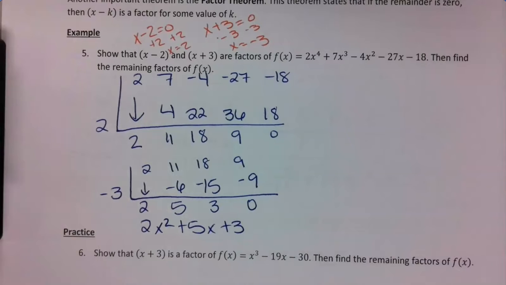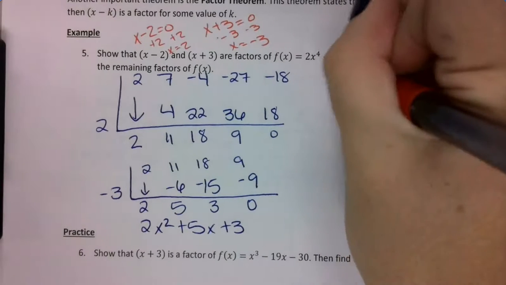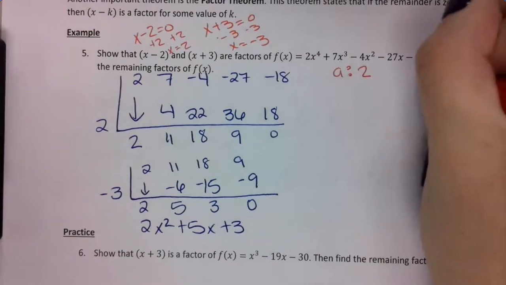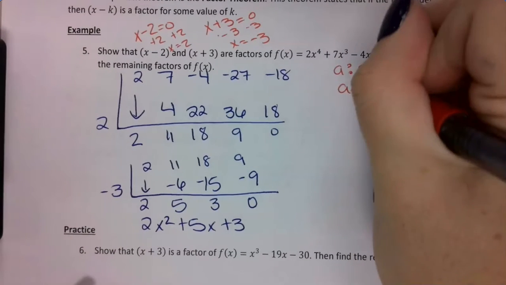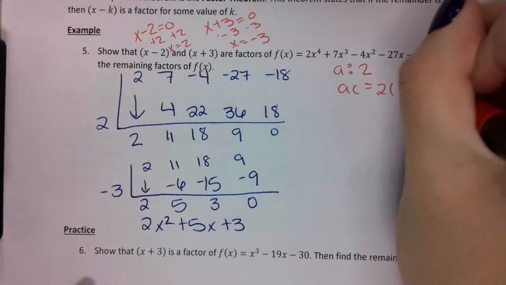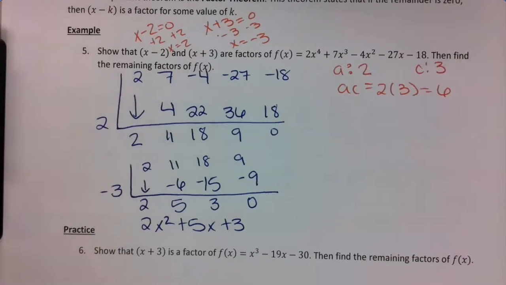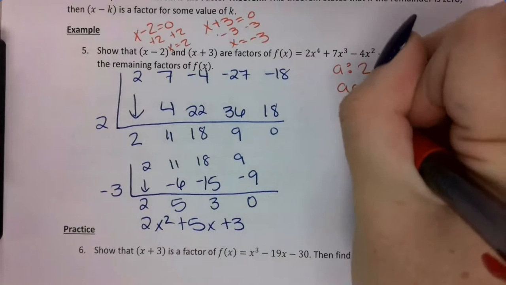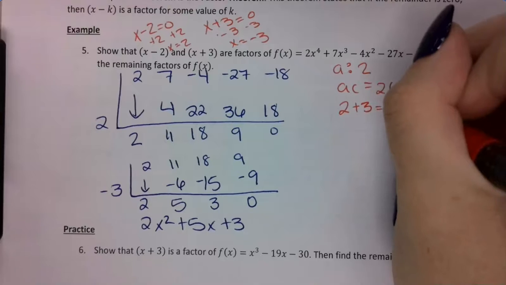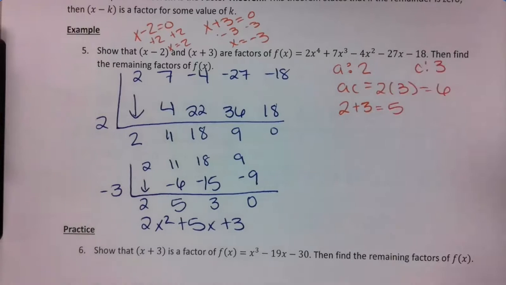And then I want to factor this, so I am going to look for my a and c values. A is 2, c is 3. So then I want to do AC, which is 2 times 3, which is 6. So I'm looking for two numbers that multiply to 6 and add to 5. 2 and 3. 1 and 6 don't add to 5. Okay. So then I want to split up my middle term.